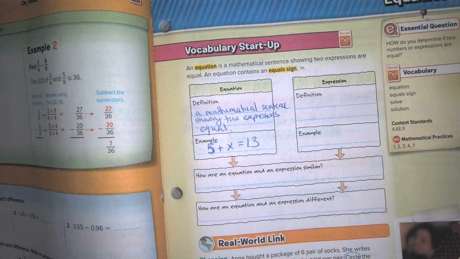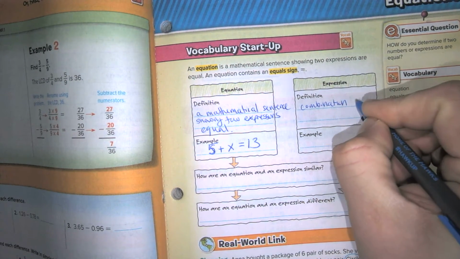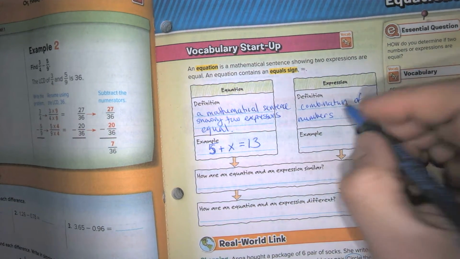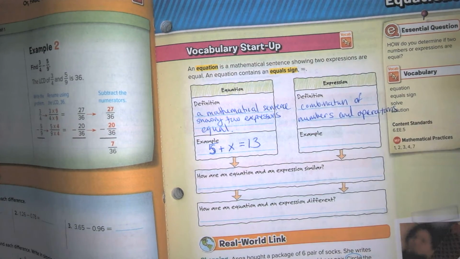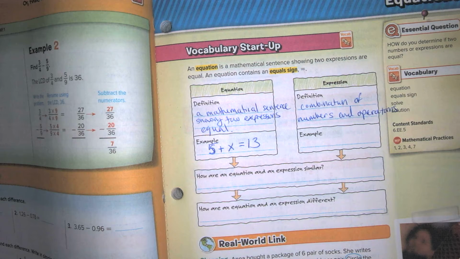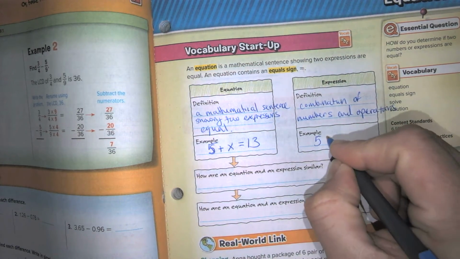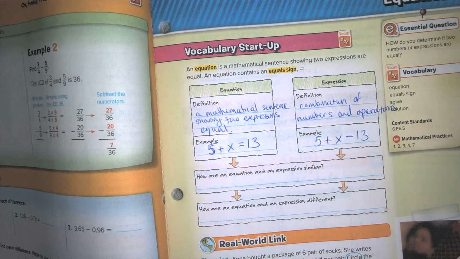Now, an expression is just a combination of numbers and operations that might also have those variables. So remember, an expression does not have an equal sign. So it's just 5 plus x minus 13. No equal sign.